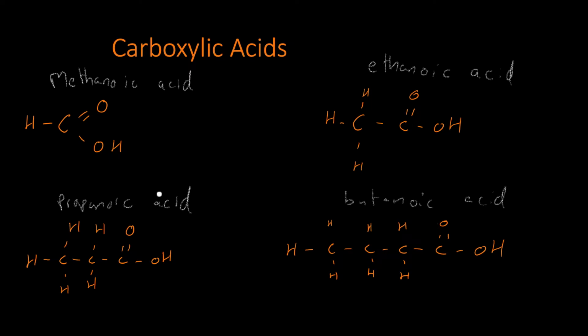Now notice that the carbon which is bound to the double-bonded oxygen and the OH takes up 3 bonds, so it's only able to bond to 1 more thing. So you don't have any hydrogens bound to that carbon aside from the one in methanoic acid. In the other ones, it's bound to 1 carbon, and that is it.